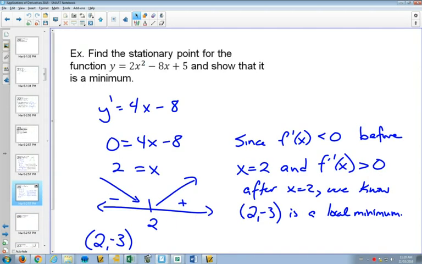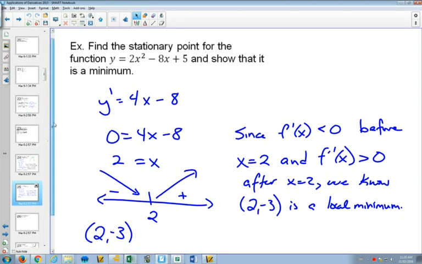So again, find your derivative. Find out where your derivative is equal to 0. You should have got x equals 2. When you plug 2 back into your original equation to find the actual point, you're going to get negative 3. So 2 comma negative 3 is the point on your graph that's going to be your vertex. And then when you do your first derivative test, before 2, when you plug that into your derivative, you're going to get a negative value. After 2, you're going to get a positive value.